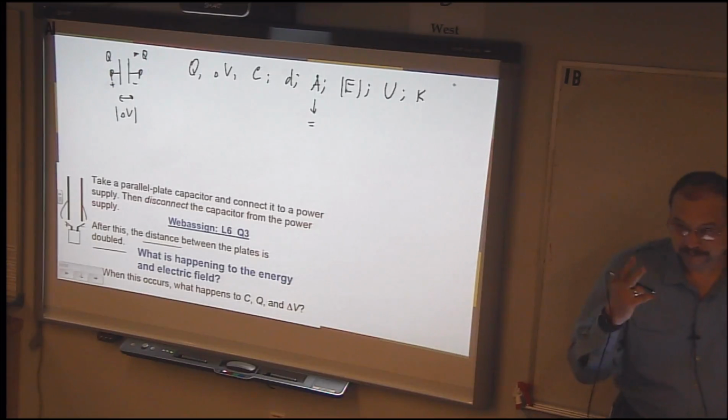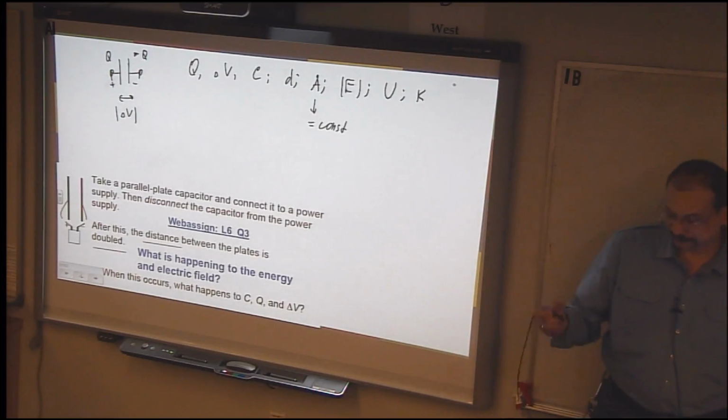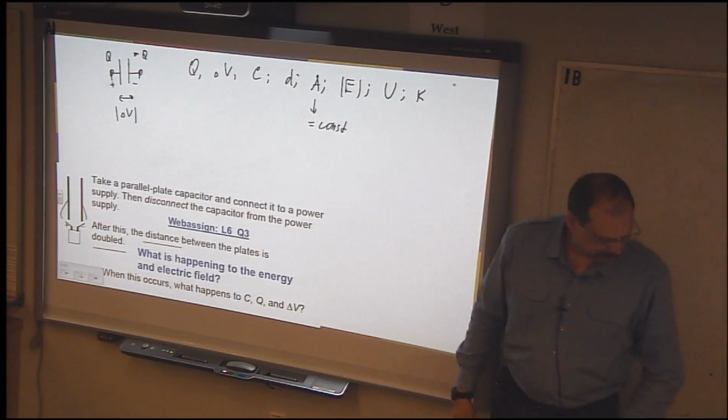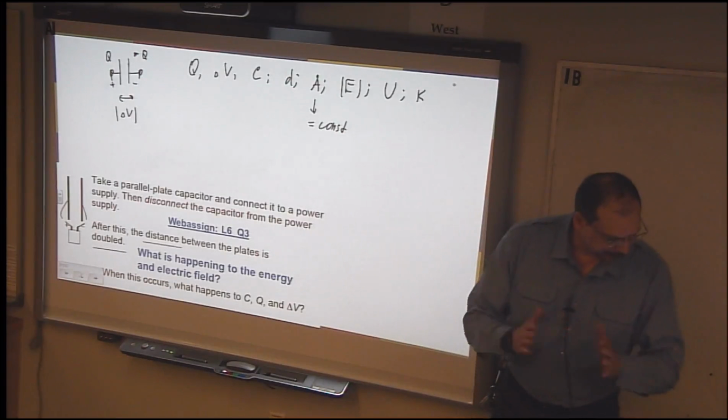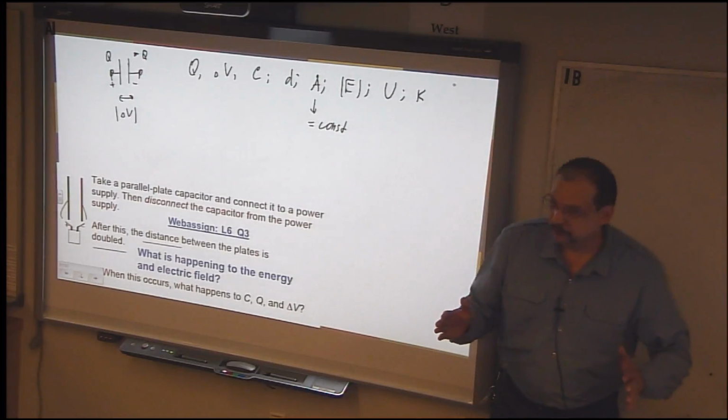All right, two variables. Yes, we do not change area. That is correct. We could have, and that will be actually the next question. Right now, we just move plates apart. What else?